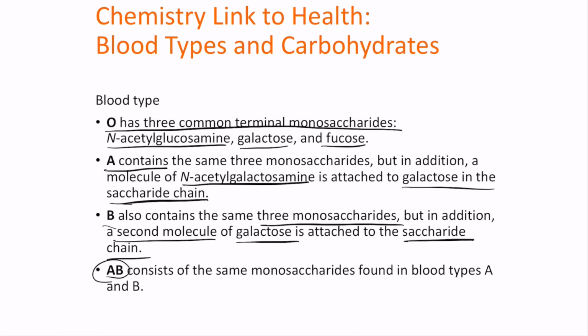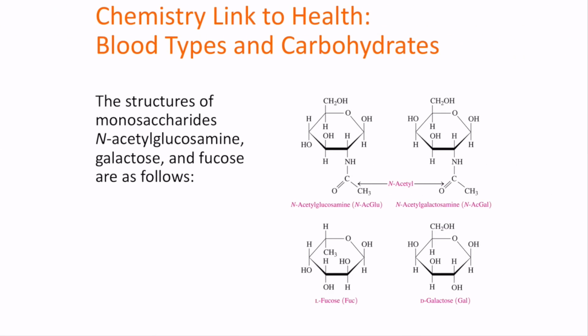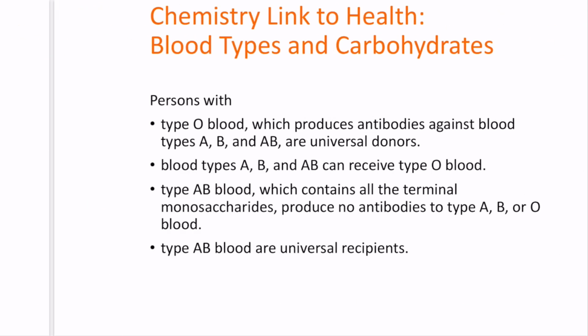The AB group contains the same molecules found in both blood types A and B. So it has both the common structures that are present in both A and B. Now the structure of monosaccharides: N-acetyl glucosamine, galactose and fucose are the structures that are given below. So these are the structures that differentiate your blood groups.